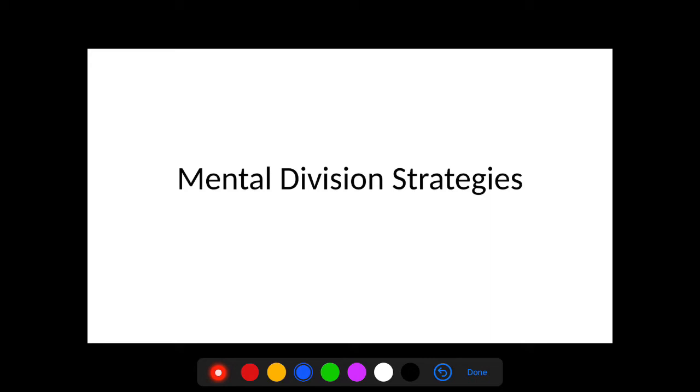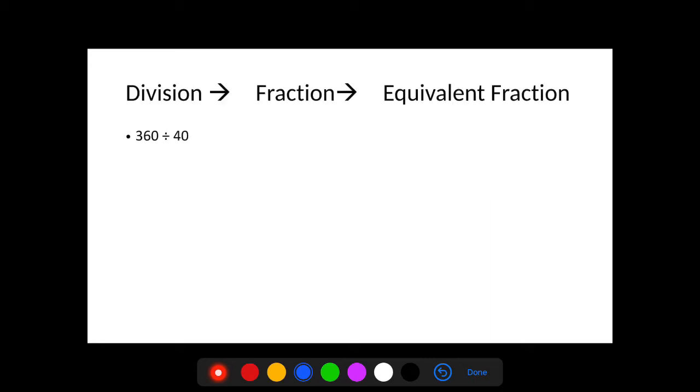Let's talk about strategies for mentally dividing two numbers. My first strategy involves taking a division problem and thinking about it as a fraction and then simplifying the fraction. So I know that a divided by b is going to be the same as a over b, so I just need to simplify that fraction.